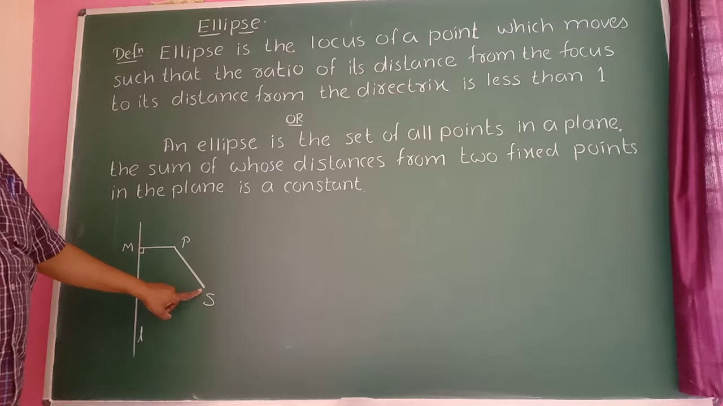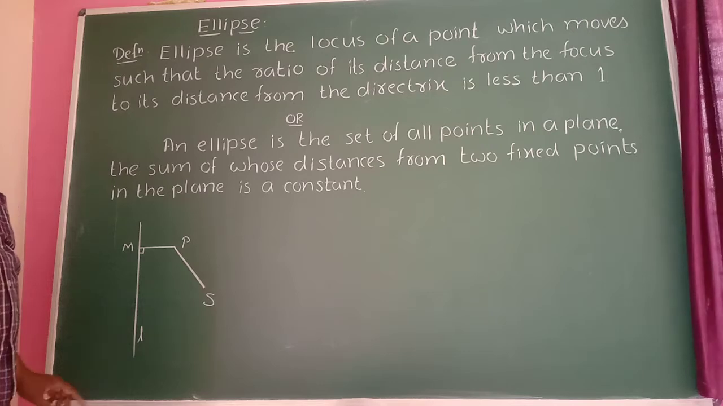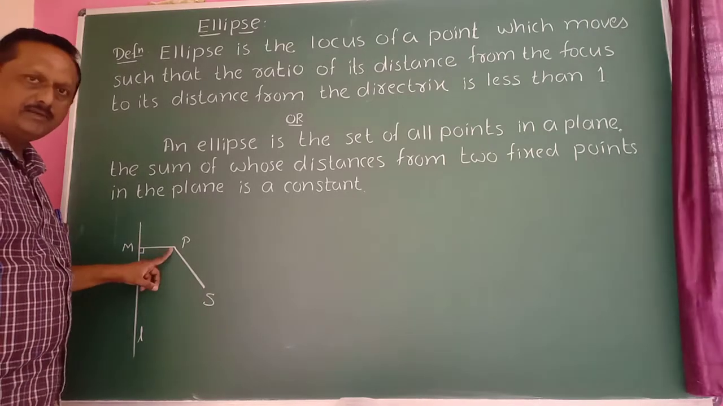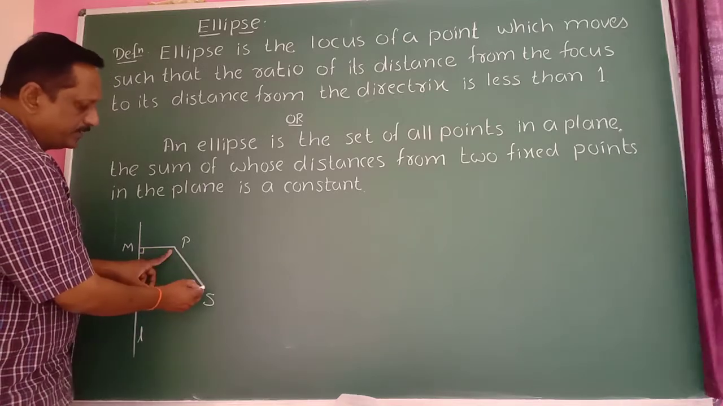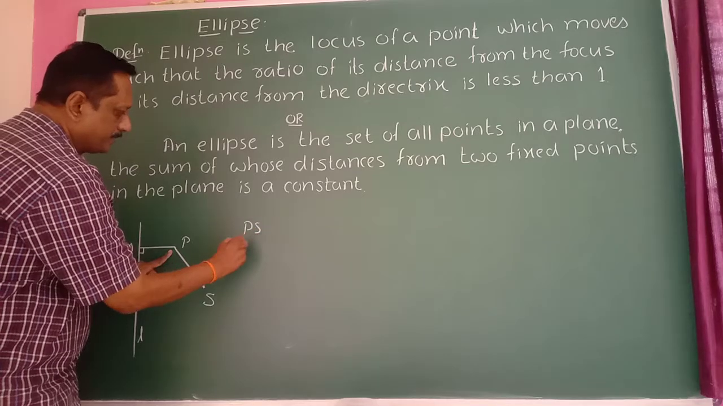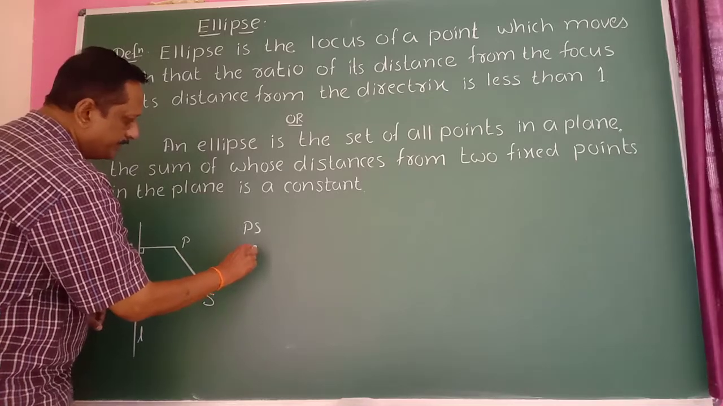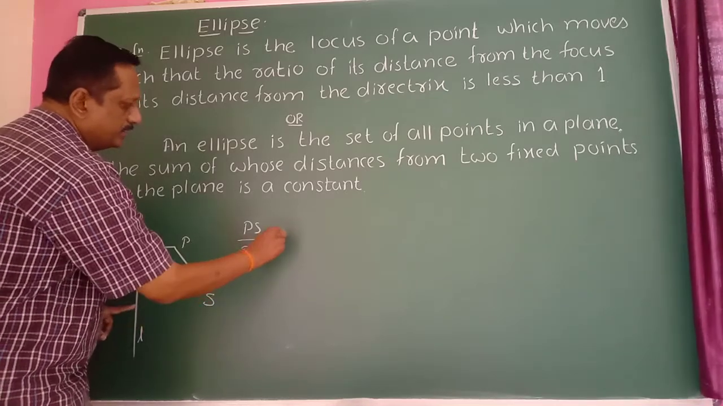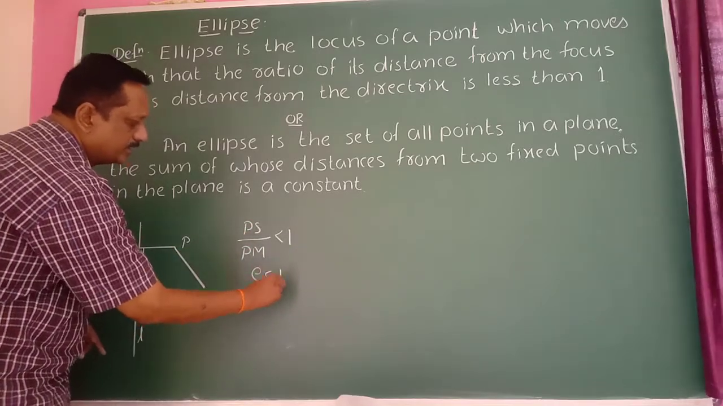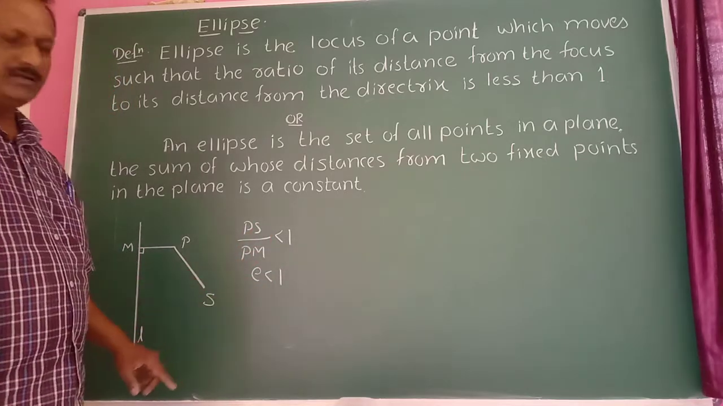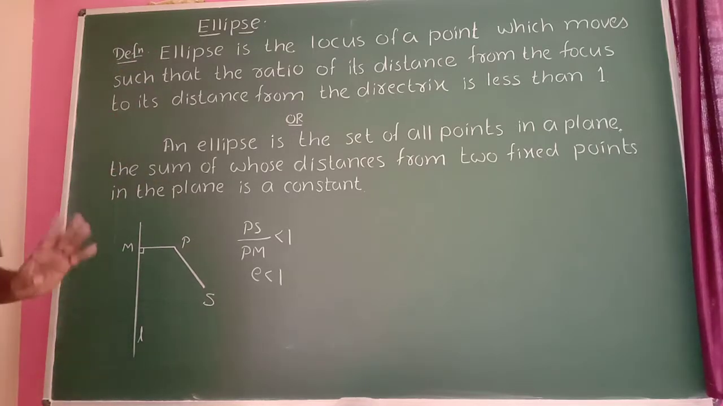So S is the fixed point here, called the focus. L is the fixed line, called the directrix, and P is the variable point. The distance of the point P from the fixed point is PS, and the distance of the point P from the fixed line is PM. Its ratio is less than 1, and this ratio is called eccentricity, denoted by e. If e is less than 1, or PS upon PM is less than 1, then it is said to be an ellipse. This is one definition.